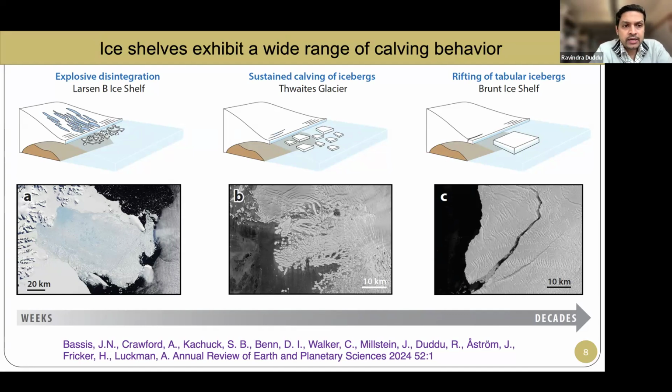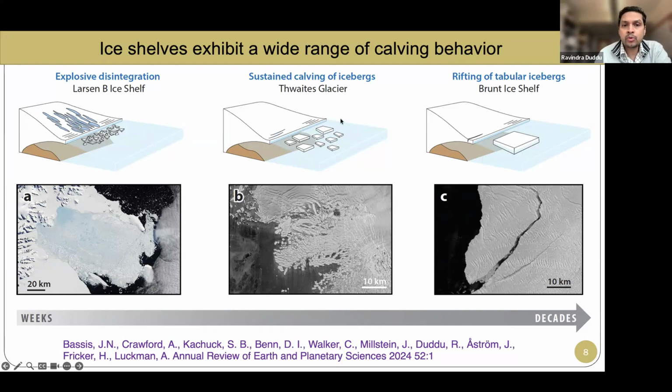So then if you look at the Larsen B ice shelf, we described that as explosive disintegration. This is in a paper that Jeremy Bassis led as a review paper that I was involved with from last year. And the explosive disintegration is believed to happen where there was a little bit of melt ponding, and then the water was there, and that pressurized the fractures, and suddenly everything broke up into smaller pieces. The entire ice shelf just broke up.